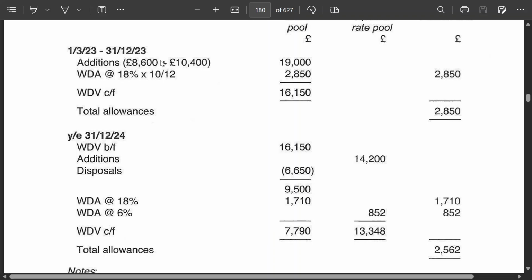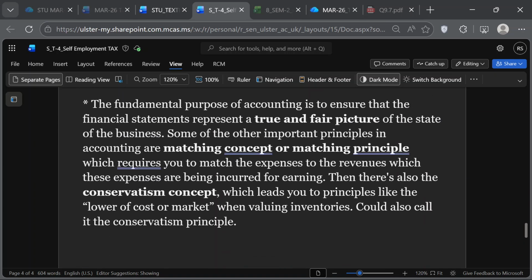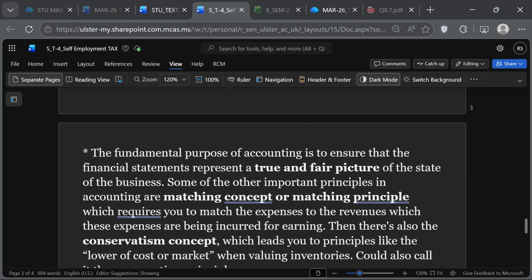And where is that coming from? The true and fair picture of the business. The purpose of accounting is to give a true and fair picture of the business, right? Which I've put into your notes here, somewhere down below. The fundamental purpose of accounting is to ensure that financial statements give you the true and fair picture of the business, okay? So this is one of the important accounting principles. Where does this lead? One of the implications of this is that the book value should reflect the market value, right?